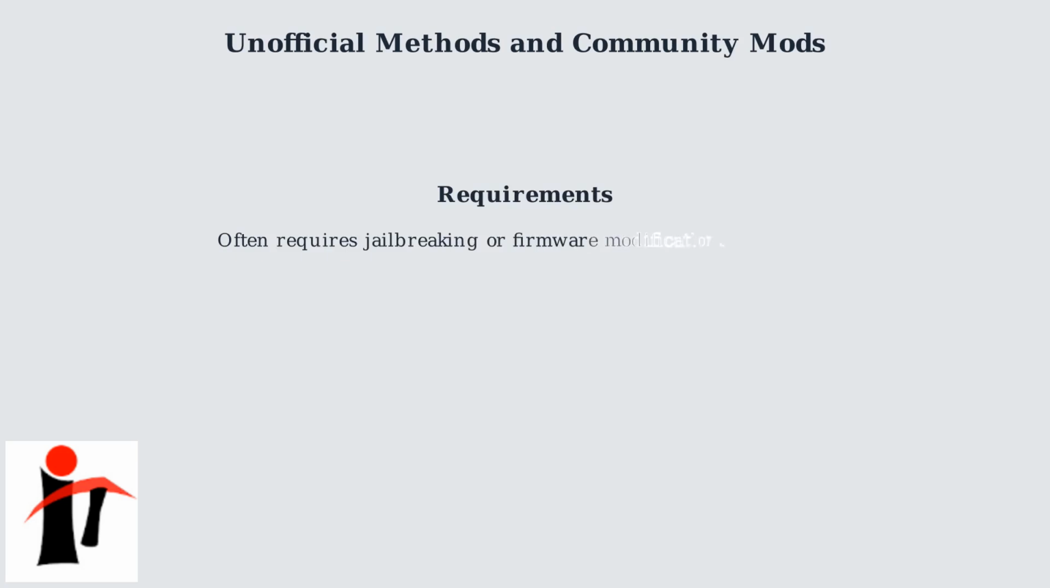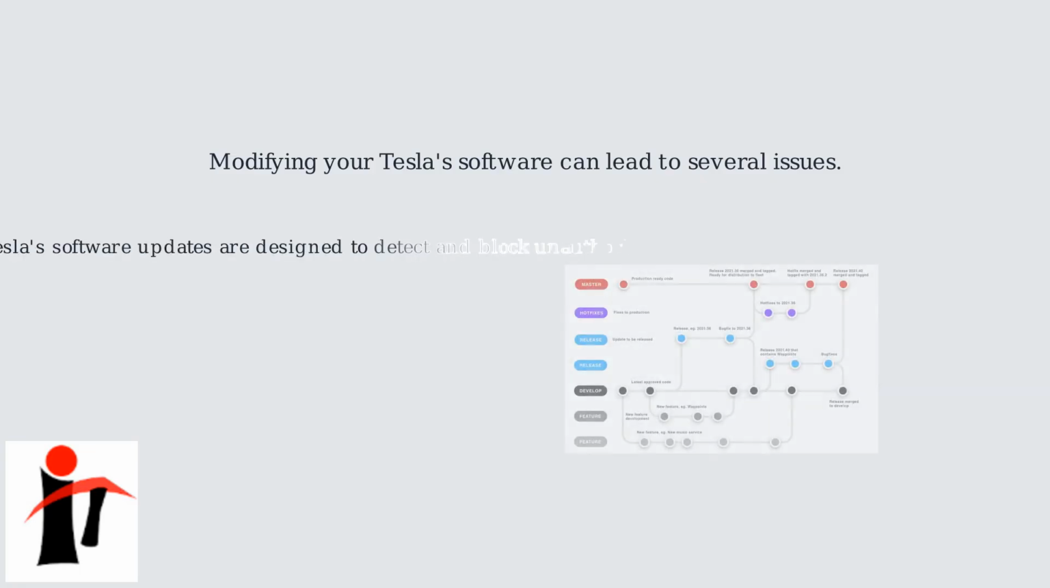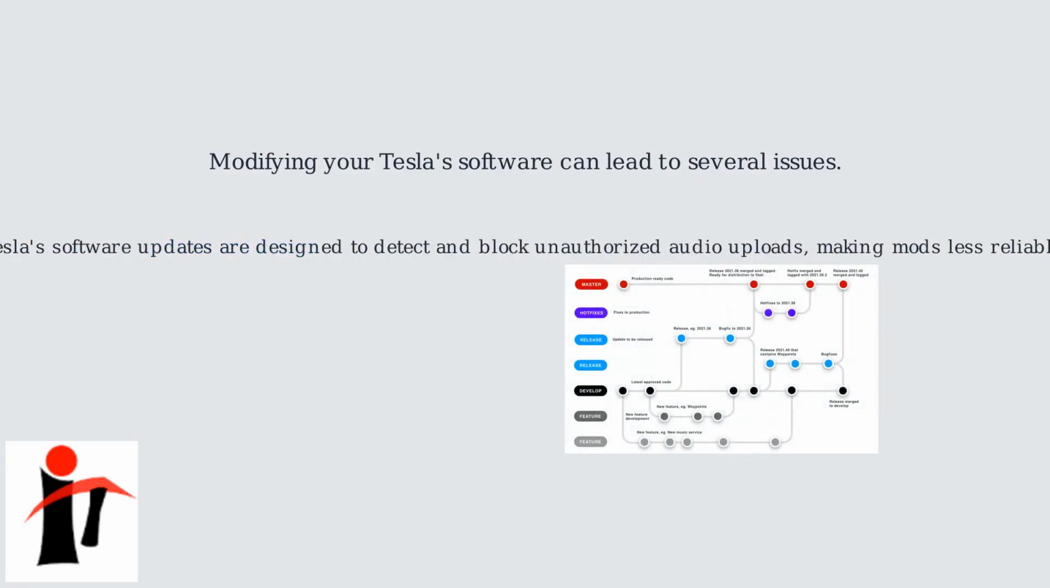However, these methods often require jailbreaking or modifying the car's firmware, which comes with significant risks, including voiding warranties, software instability, rollbacks, or bans from Tesla's over-the-air updates. Success rates are around 50% due to recent security patches. Modifying your Tesla's software can lead to several issues. Tesla's software updates are designed to detect and block unauthorized audio uploads, making mods less reliable.